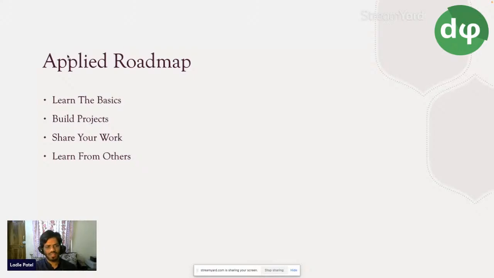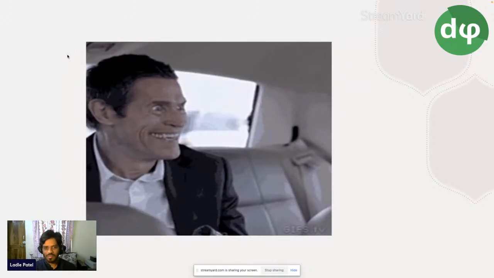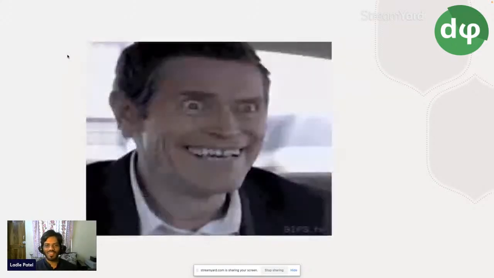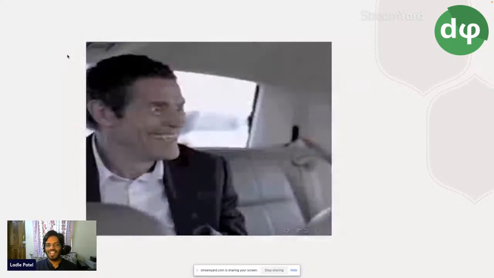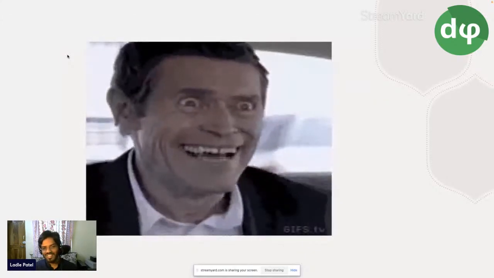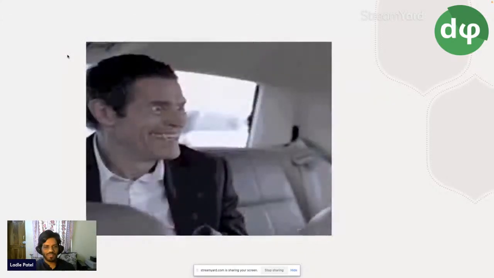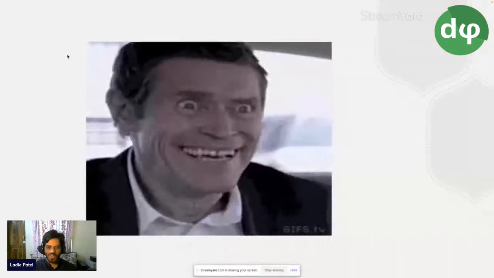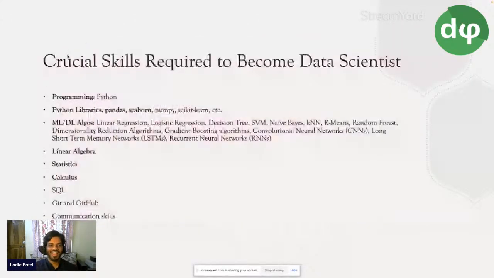It's very simple. Learn the basics, build projects, share your work on LinkedIn, share your work on GitHub, share your work on Kaggle and various other platforms, and then learn from others. So this is simple. I'm sure you must be very happy. Okay, so you can become a data scientist, and the approach is very, very simple, and there are only 4-5 steps. Okay, hold on. Ruko thodi der.